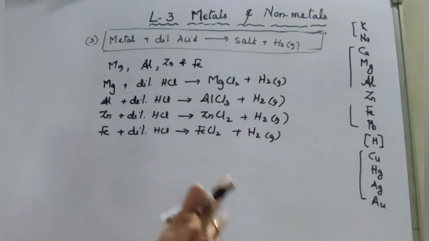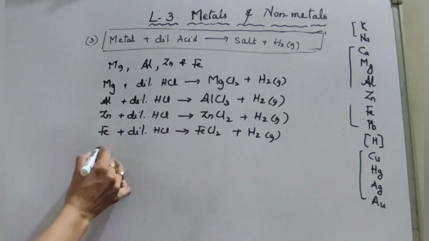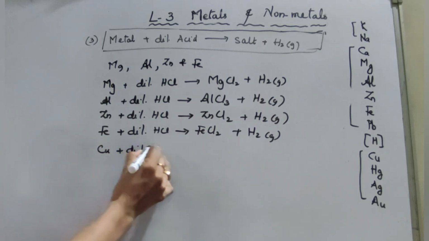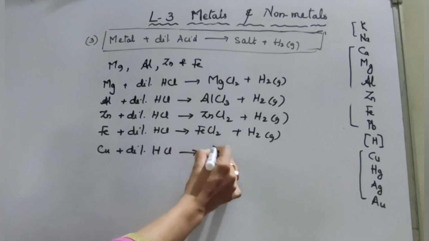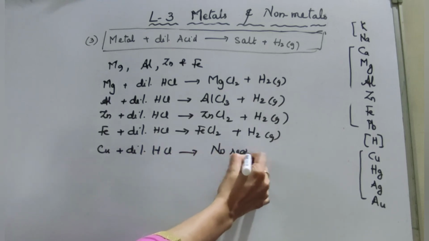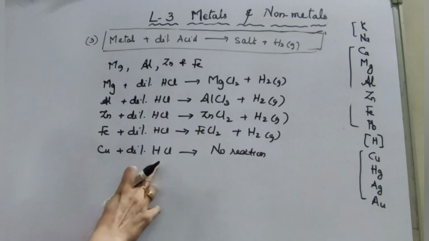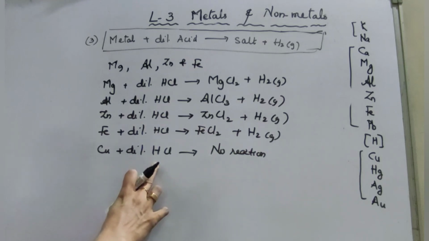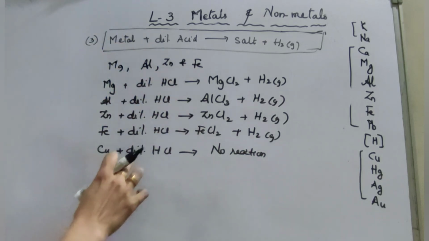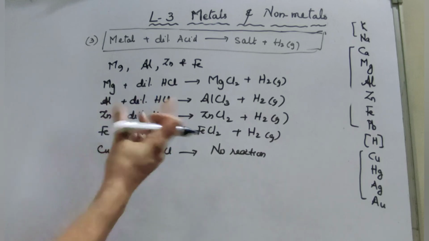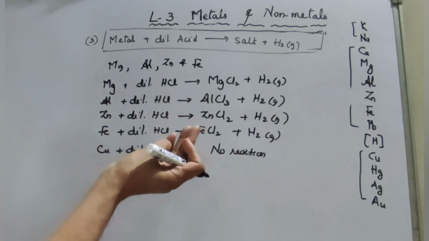In the case of low reactivity, the first member you take is copper. Copper reacts with hydrochloric acid. The reaction is there is no reaction at all. Copper never reacts with dilute hydrochloric acid. And all these reactions are exothermic reactions. They are releasing heat along with hydrogen gas.